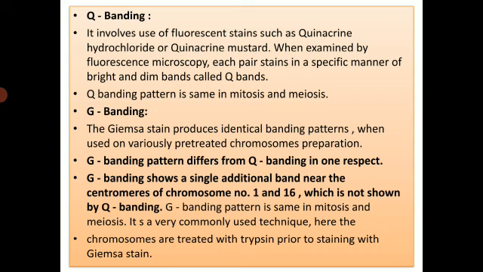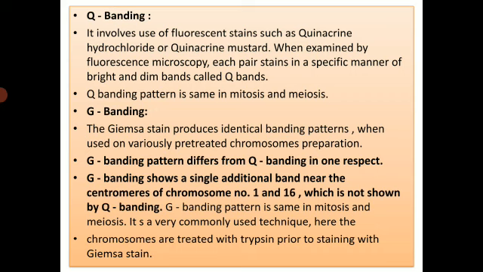The Q banding technique involves the use of fluorescent stains such as quinacrine mustard. When examined by fluorescence microscopy, each pair stains in a specific manner of bright and dim bands called the Q bands. Q banding pattern is the same in mitosis and meiosis. Now, another technique, that is the G banding technique, which is mostly used for staining of chromosomes. And the name is only because of the Giemsa stain we use.